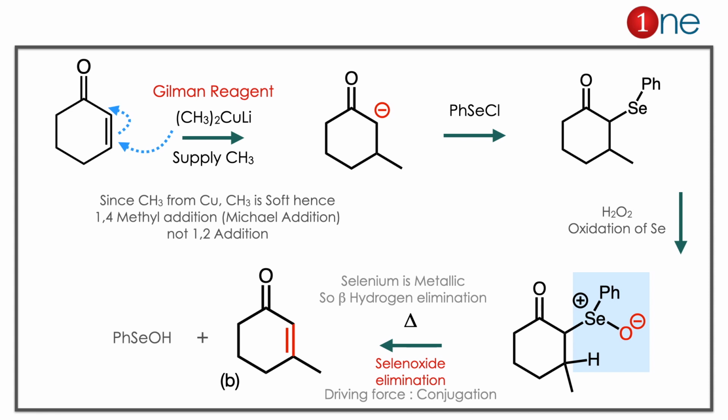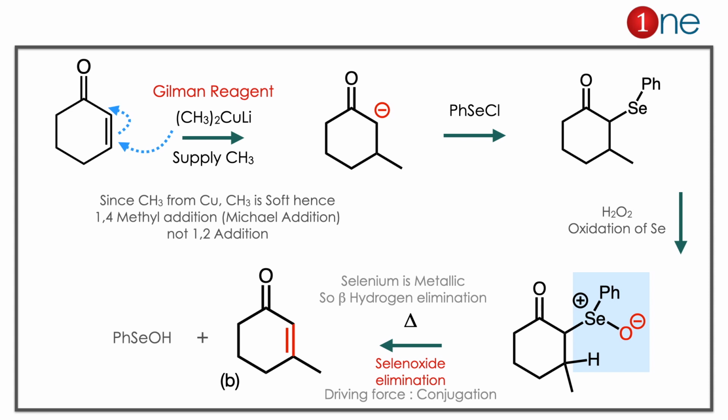The property of selenium is always like a metallic kind of architecture, so it leaves with hydrogen elimination. The hydrogen is eliminated, and the driving force for this reaction is the conjugation here. Selenium is eliminated as phenylselenol, which is a kind of thiol analog. So the answer is clearly B.